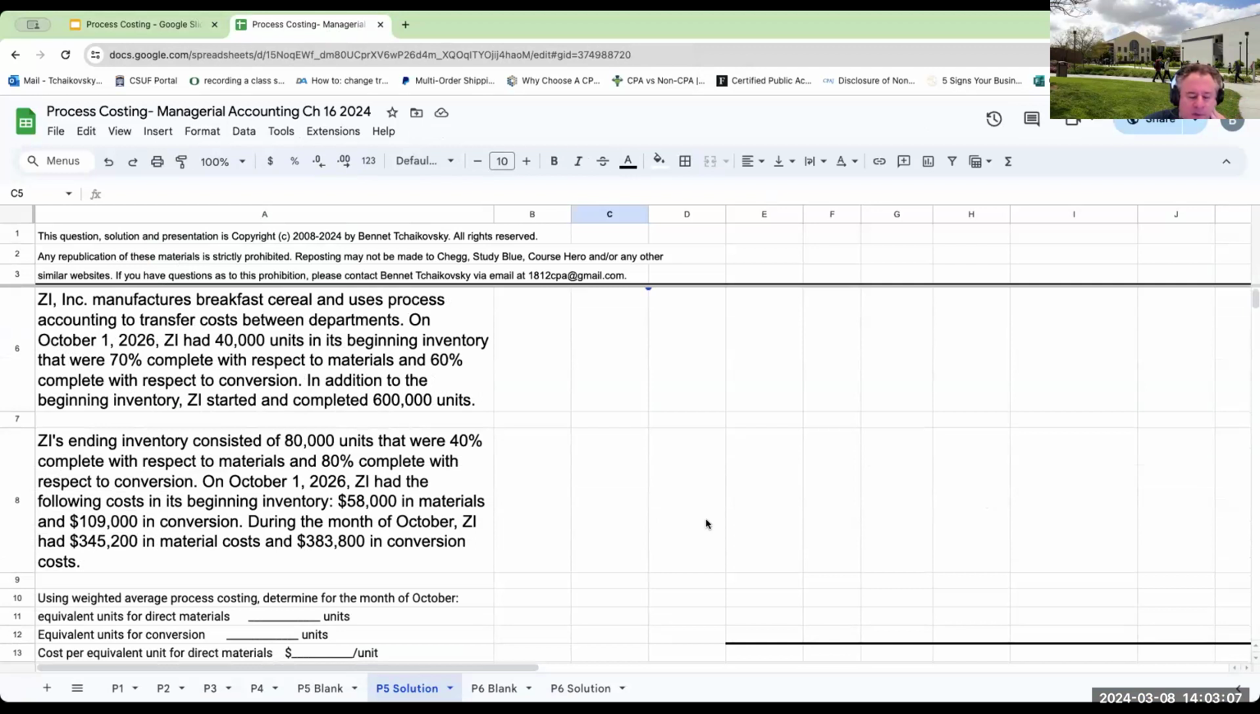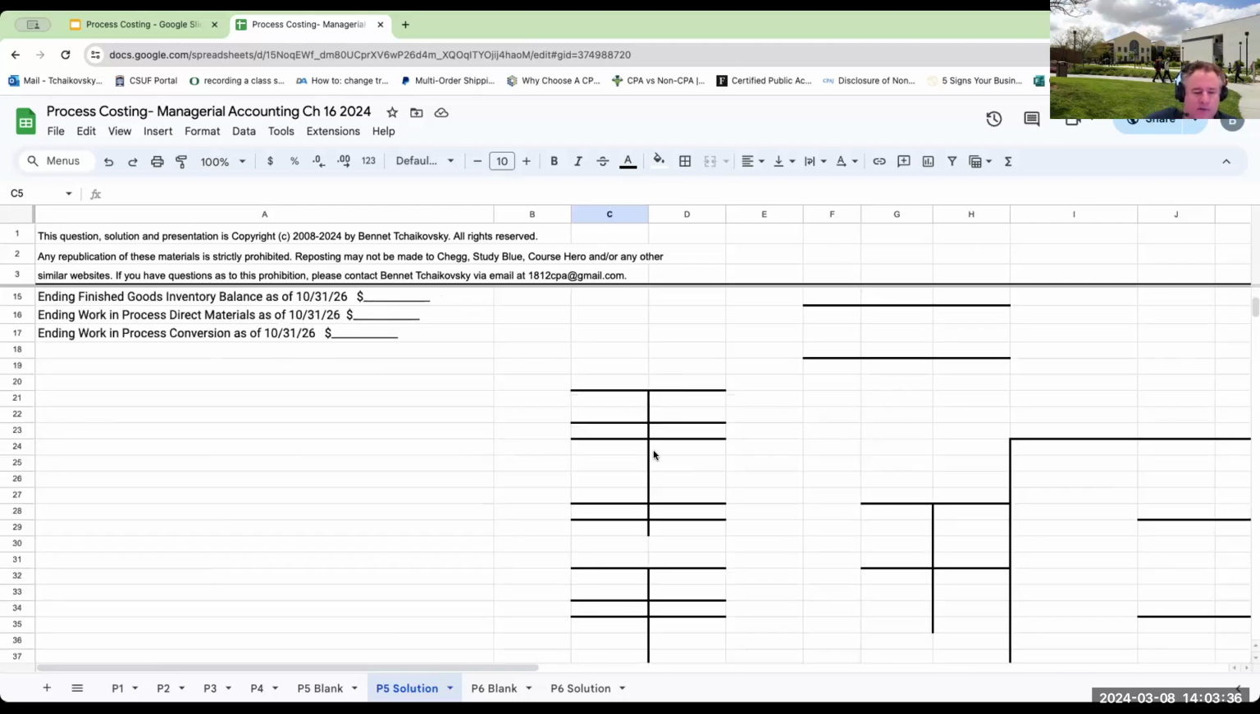In addition to the beginning inventory, we started and completed 600,000 units. The ending inventory consisted of 80,000 units that were 40% complete with respect to materials and 80% complete with respect to conversion. On October 1st, 2026, we had the following costs in beginning inventory: 58,000 in materials, 109,000 in conversion. During the month of October, we had 345,200 in material costs and 383,000 in conversion costs.